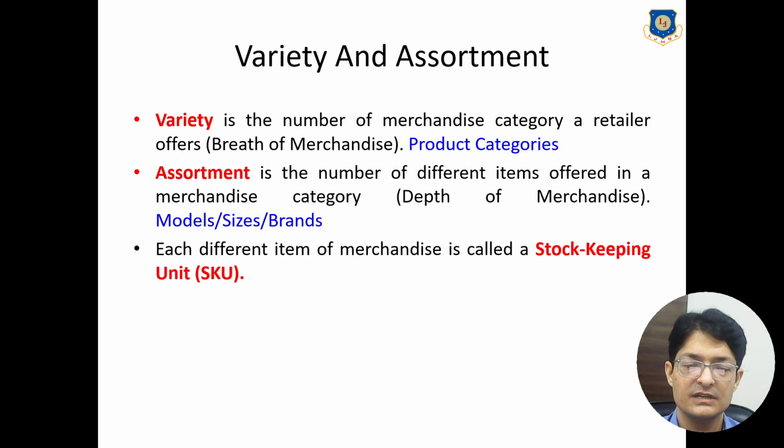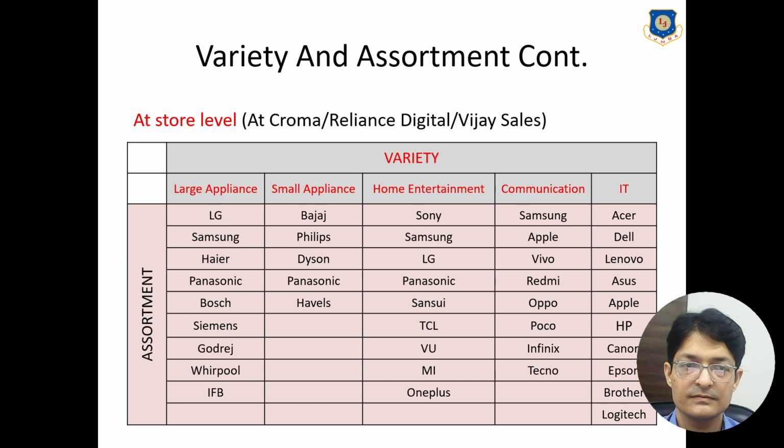Variety and assortment. Variety is the number of merchandise products a retailer offers, which is also called breadth of merchandise or product categories. While assortment is the number of different items offered in a merchandise category, which is depth of merchandise. It can be model, size, brand, etc. Each different item in merchandise is called a stock keeping unit, or SKU.